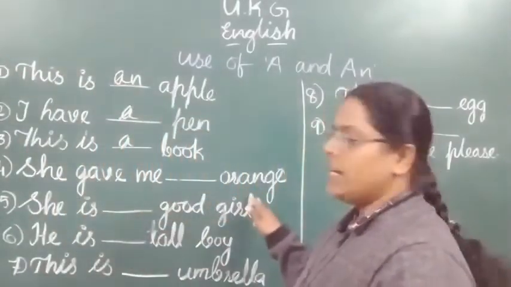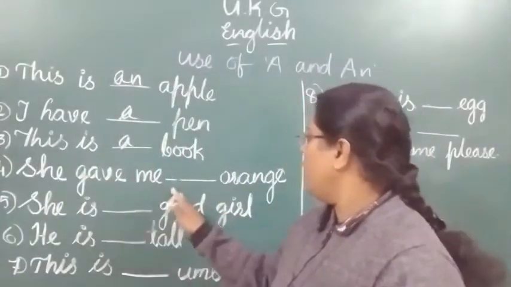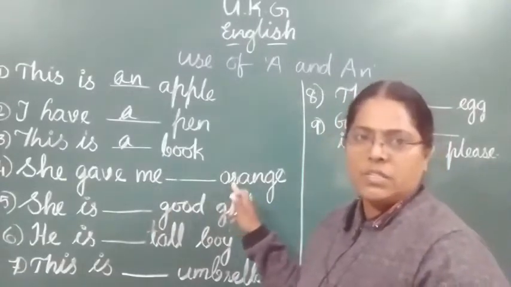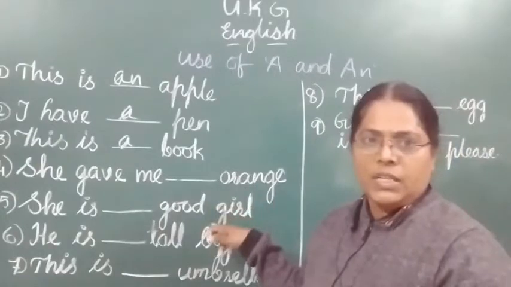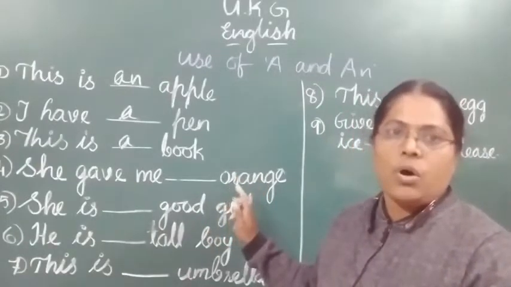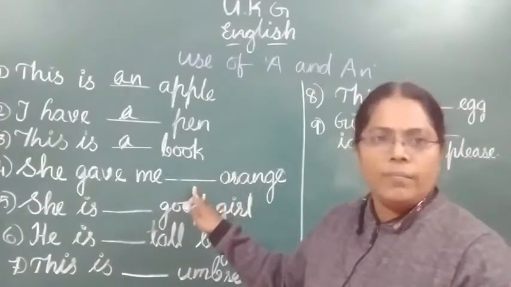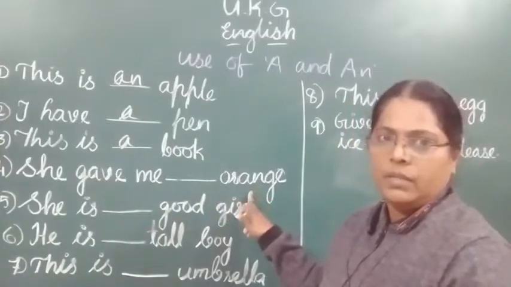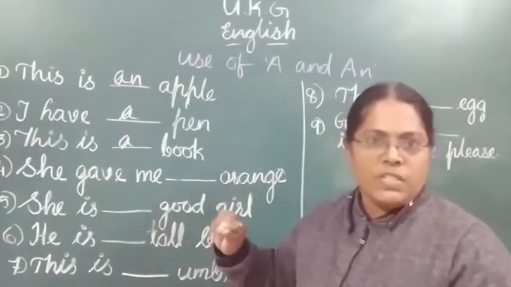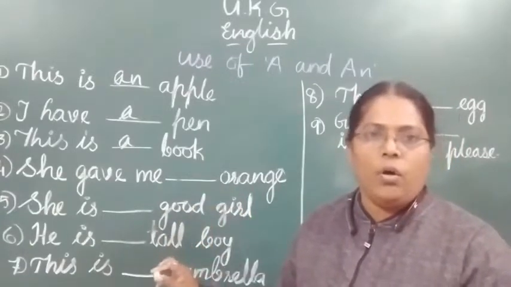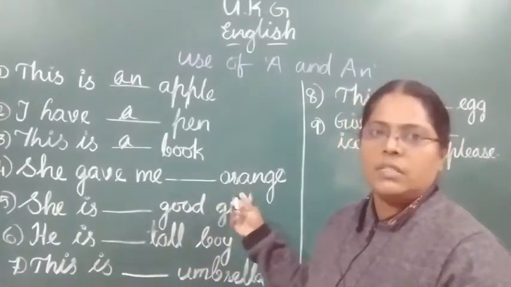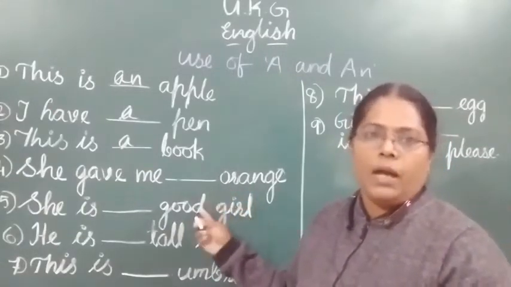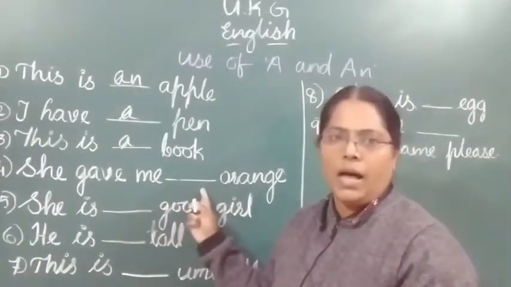Okay, next one. She gave me dash orange. Orange has a vowel sound. This word begins with a vowel sound, so we will use an just before it. She gave me an orange. Vowel sounds, which ones? A, E, I, O, U. Orange begins with the letter O, a vowel sound, so we will use an orange.